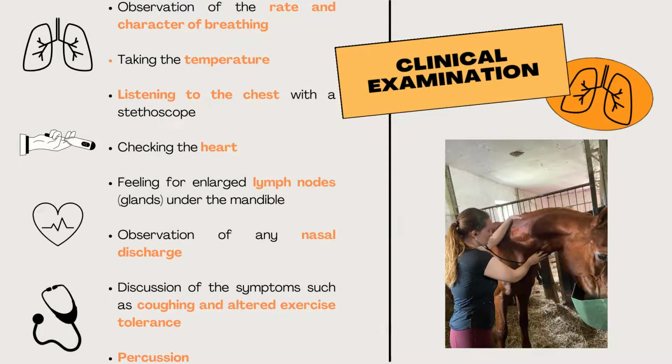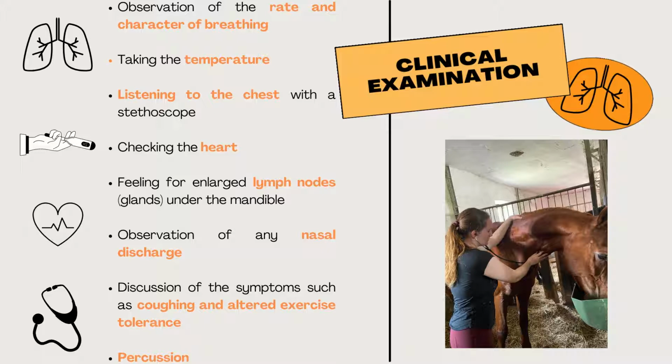The vet's clinical examination of the horse may include observation of the rate and character of breathing while the horse is resting and relaxed, taking the temperature and listening to the chest with a stethoscope for any abnormal wheezing or crackling sounds, checking the heart, feeling for enlarged lymph nodes under the mandible, and observation of any nasal discharge. Then a discussion of the symptoms, such as coughing and altered exercise tolerance.